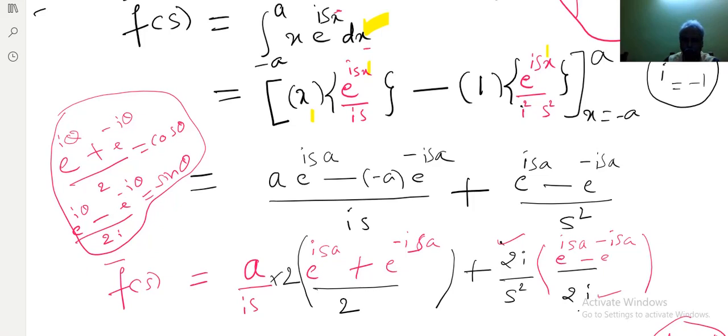Divide by s as it is. This minus has become plus because i square is minus 1 makes it plus. Upper limit x equal to a minus the lower limit x equal to minus a. So integration is over only to bring into compact form of cos and sine. Get familiar to these two. This should be on the tip of your tongue, so that you convert in terms of cos function, convert in terms of sine function, and you can bring into some compact form.